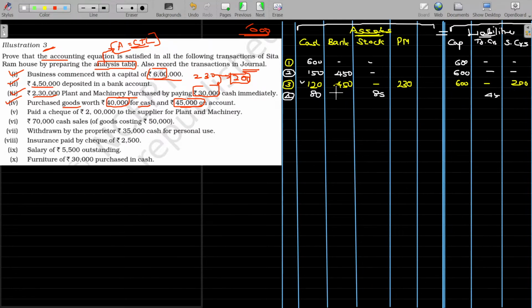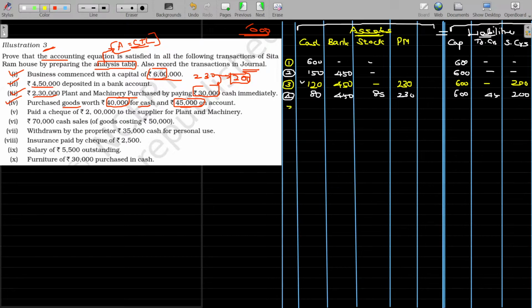Leaving this, all other accounts remain the same. So bank being 450 and plant and machinery also 230. And capital here being 600 and sundry creditors also 200. Cross verify whether it's matching or not. Hopefully, the liability side 845 will have the equal value with the asset side also being 845. Is that okay? If I'm wrong in calculations, let me know. Otherwise, I will move on to the next one.